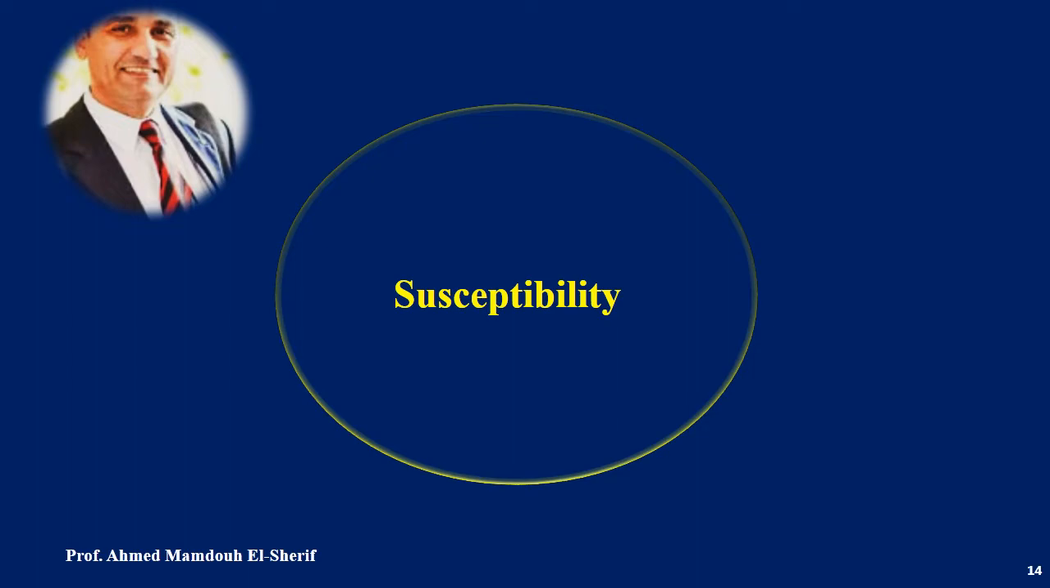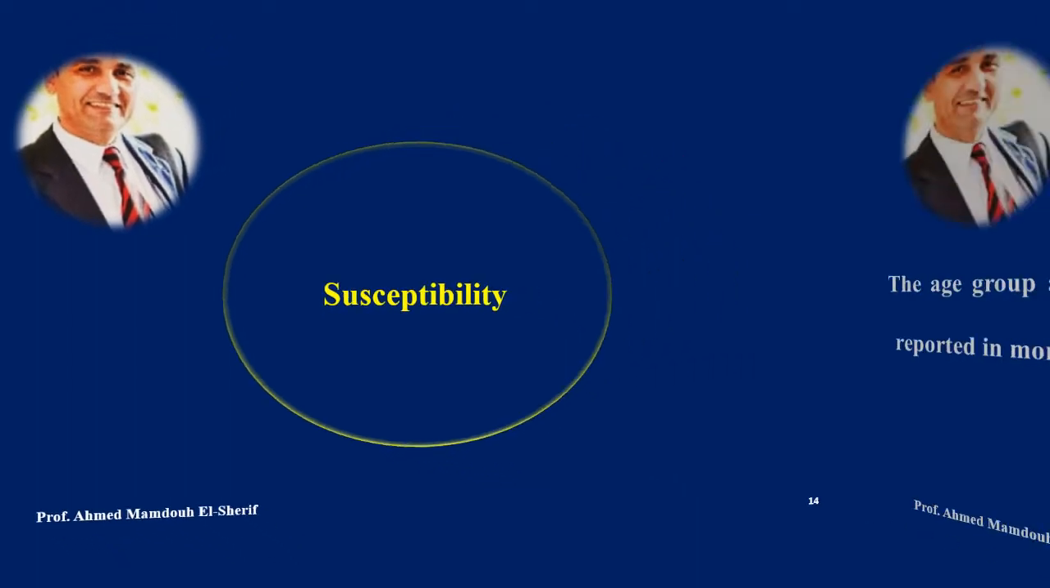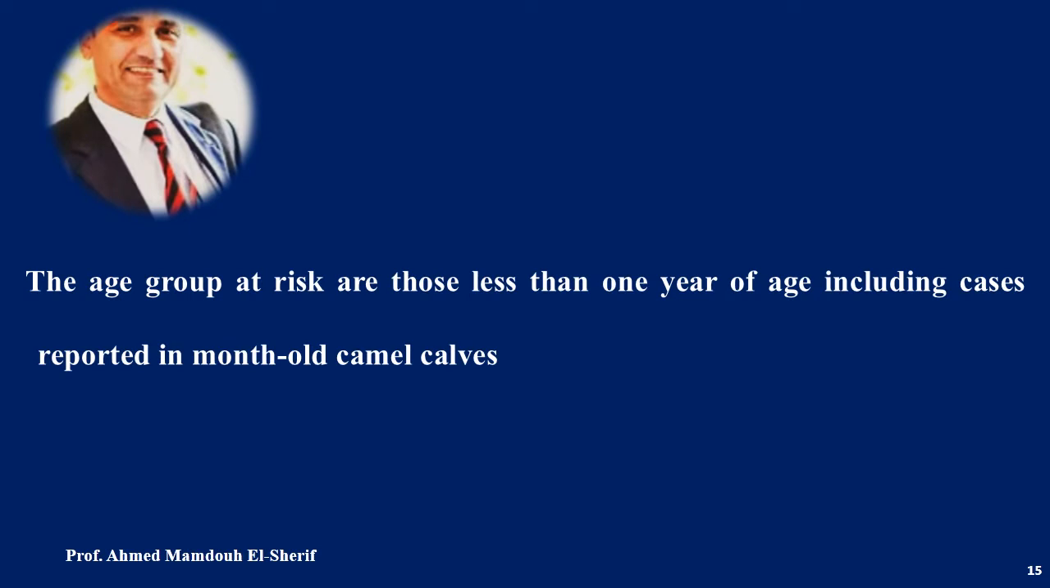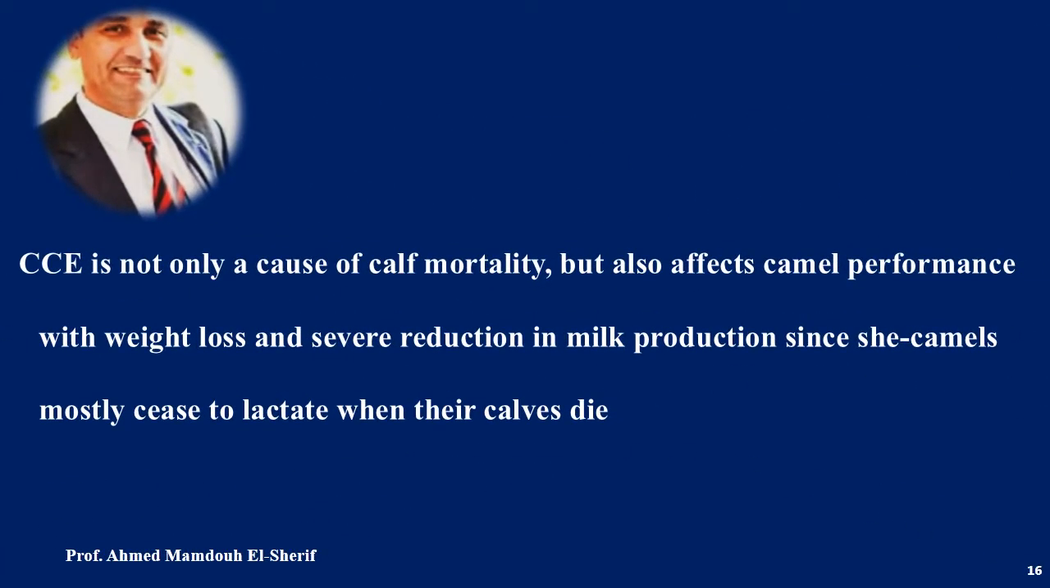Susceptibility. The age group at risk are those less than 1 year of age, including cases reported in month-old camel calves. CCE is not only a cause of calf mortality, but also affects camel performance with weight loss and severe reduction in milk production, since she-camels mostly cease to lactate when their calves die.